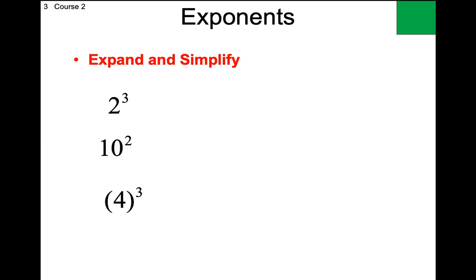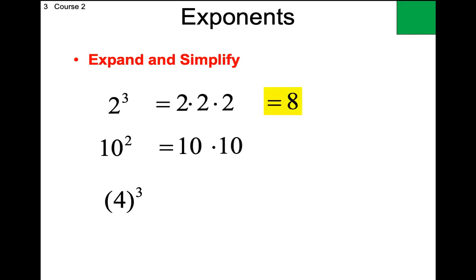All right. First one is 8. 2 times 2 times 2 is 8. We already did that one, by the way. Second one is 100. All right. Who knows the trick for 10 to a power? What's the trick, Callie?